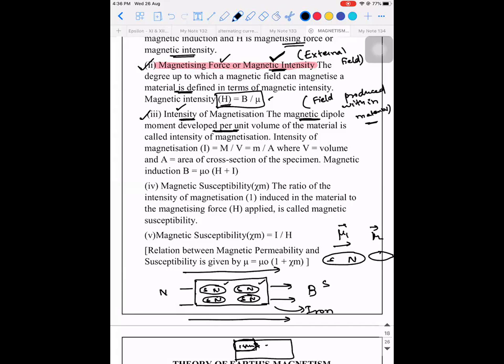Okay. So the intensity of magnetization is represented with I. Some books actually use capital M again, so you need to be very careful while noting it down. Shall I proceed to the next concept?